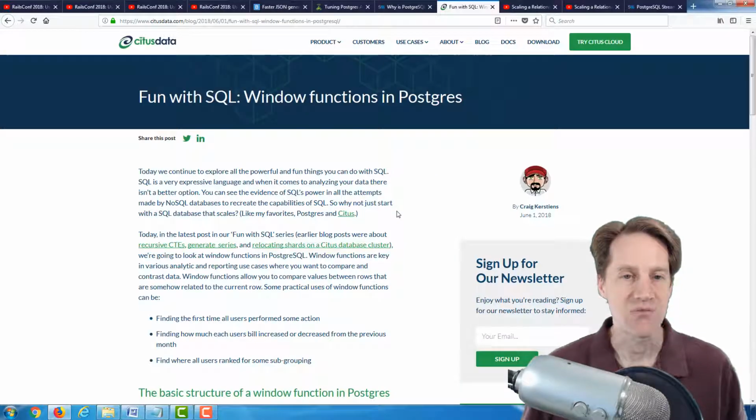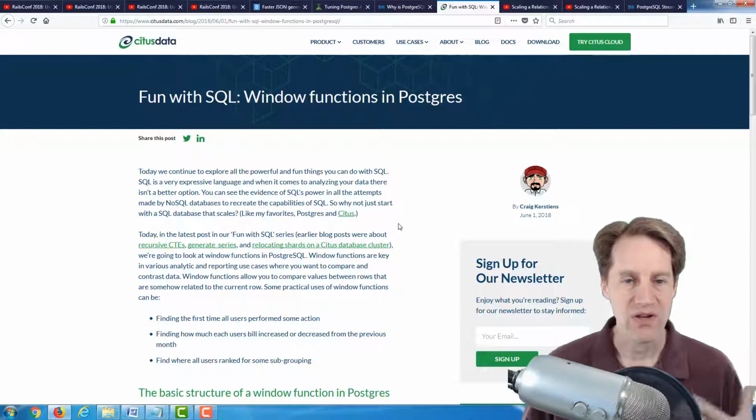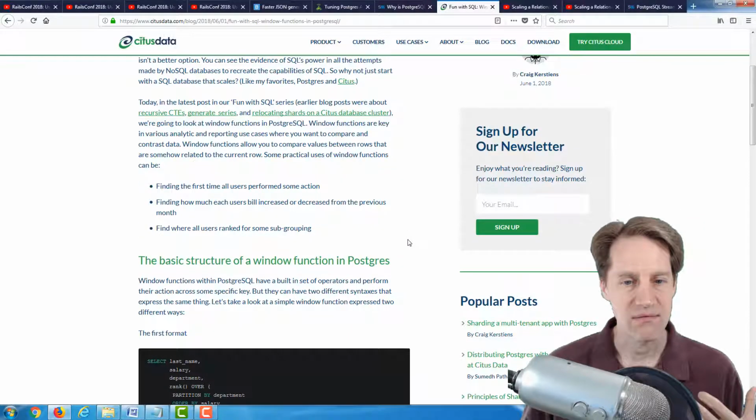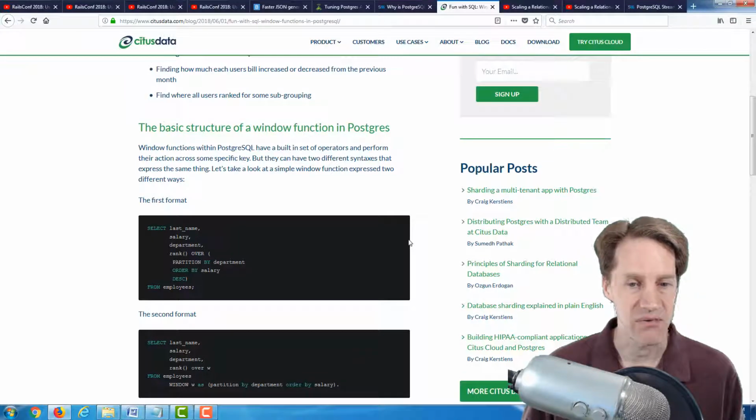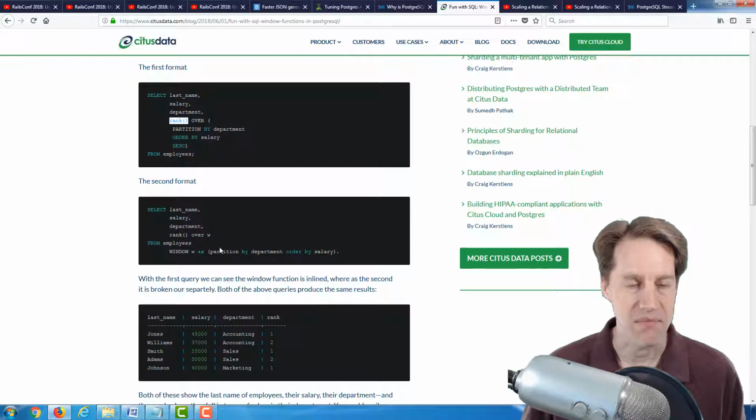The next post is Fun with SQL, Window Functions in Postgres. So window functions, historically I've typically seen them used to do running totals. For example, let's look at someone's salaries over the past 12 months and do a running total in a column. However, you can do a lot more with these functions, and this is a very short blog post that talks about some of those. So for example, one of them is you could rank over what you're partitioning by. So in this case, they're sorting salary information and ranking it by the top salary by department.